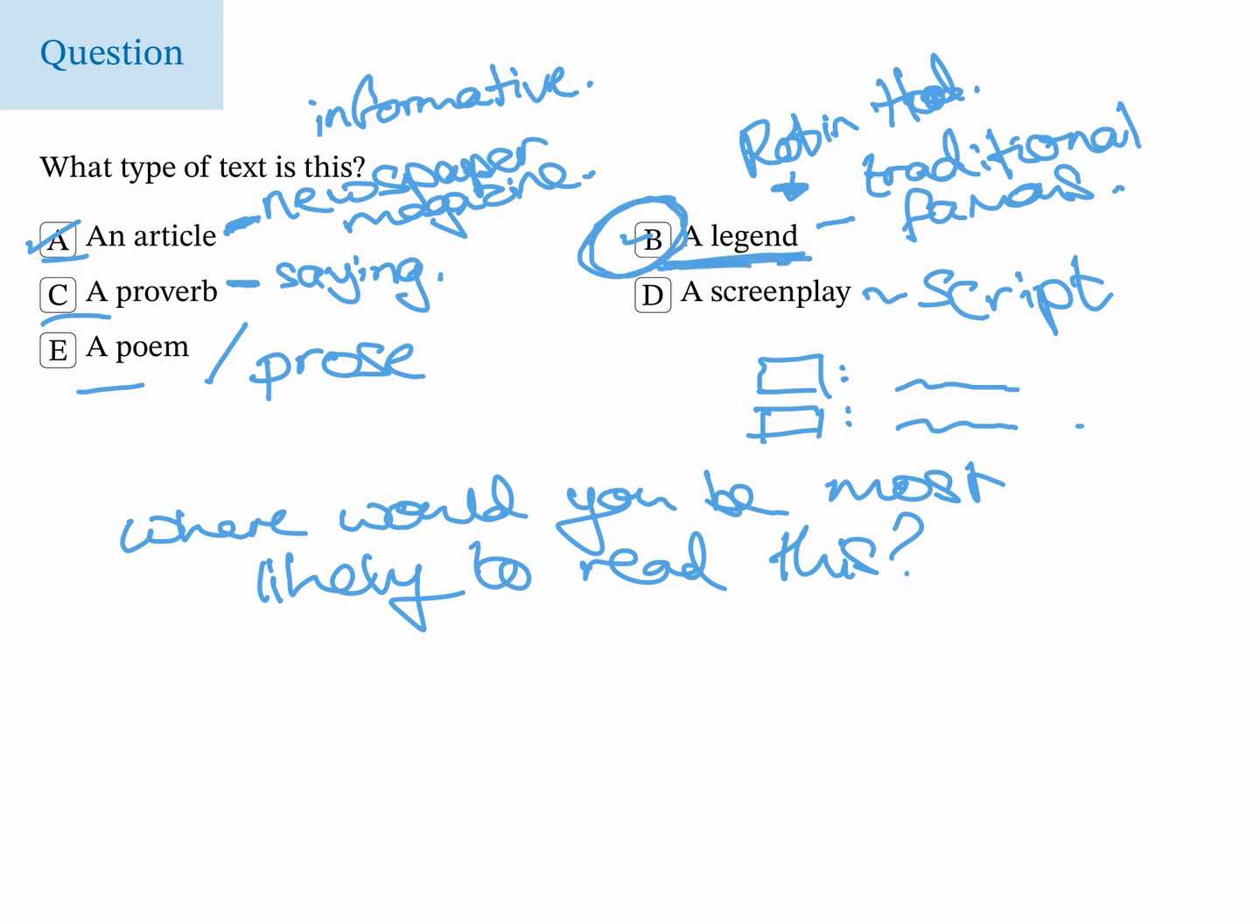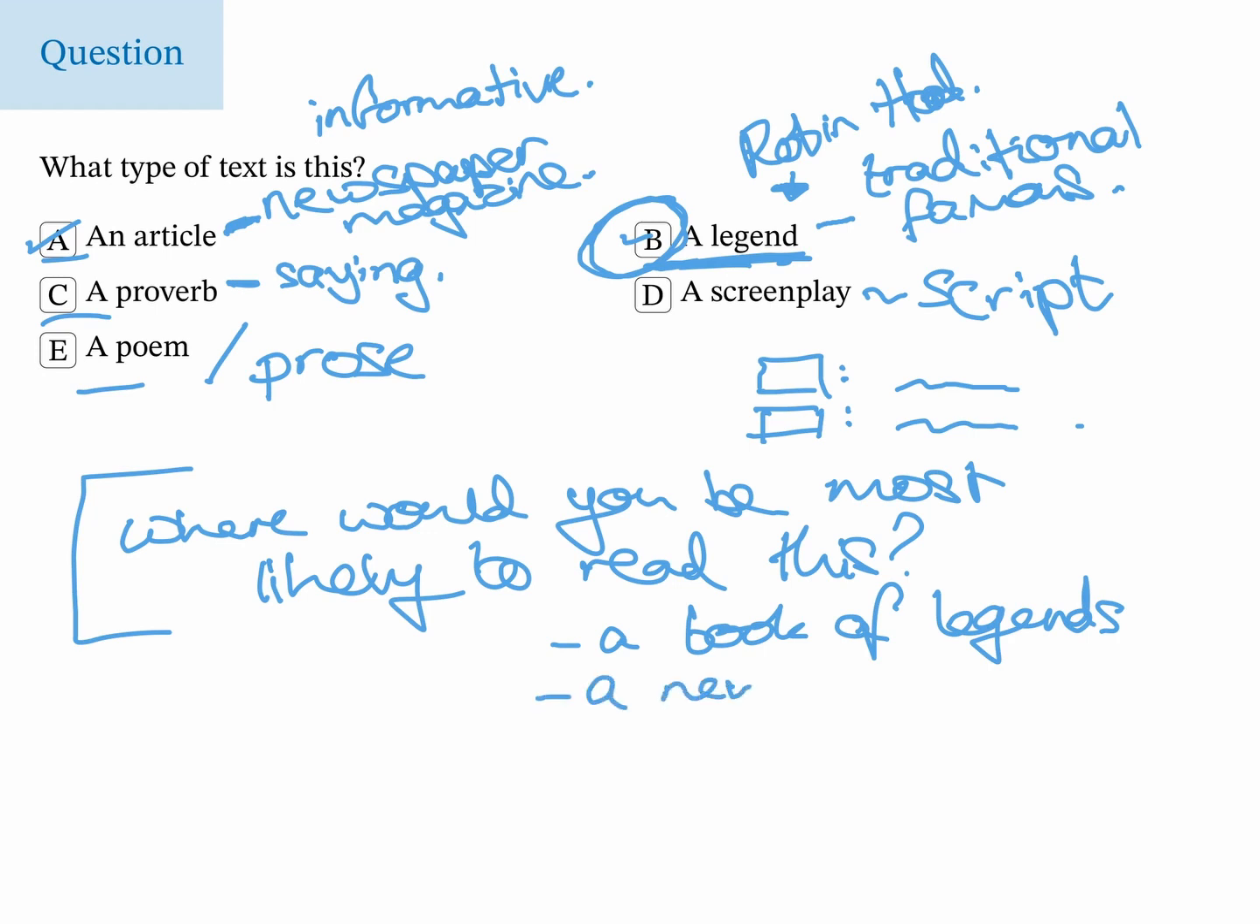So this is actually a famous Greek myth, a Greek legend about Alexander the Great. Similarly, if you get this kind of question, where would you be most likely to read this? It might say something like a book of legends, or a newspaper. Instead of saying an article, it would say you would read this in a newspaper, and so on. The only other ones I want to point out are biography and autobiography. So hopefully you know these.